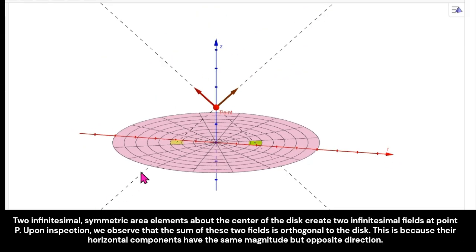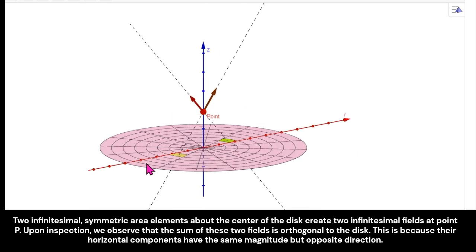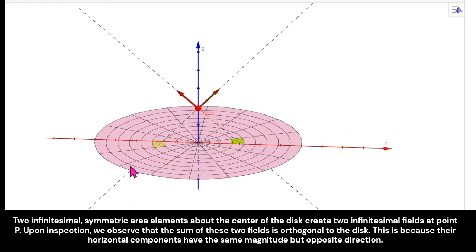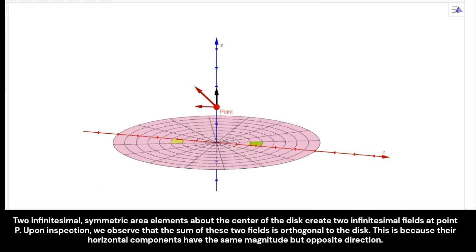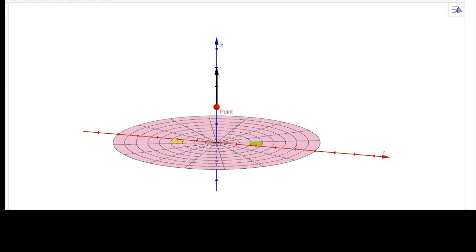Two infinitesimal symmetric area elements about the center of the disk create two infinitesimal fields at point P. Upon inspection, we observe that the sum of these two vectors is orthogonal to the disk. This is because their horizontal components have the same magnitude but opposite direction.